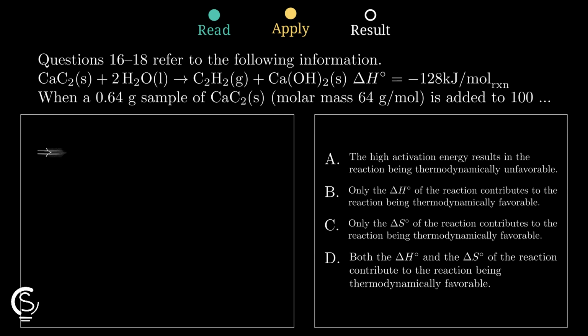Check the enthalpy value provided in the prompt. Since delta H is negative 128 kilojoules, this exothermic nature definitely helps make the reaction thermodynamically favorable at this temperature.